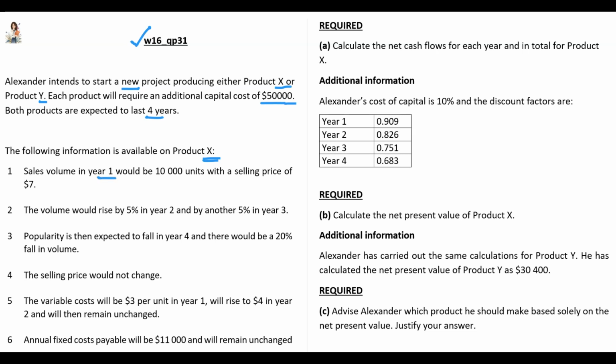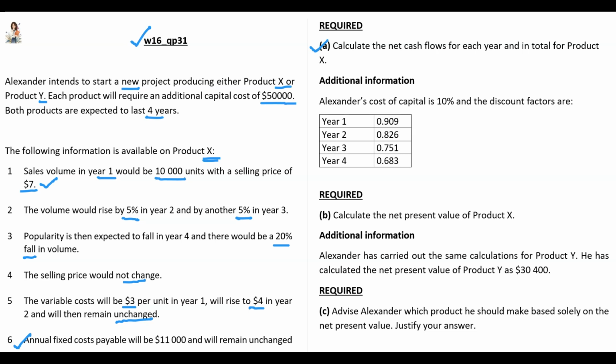Sales volume in year 1 for product X would be 10,000 units and the selling price would be $7 per unit. The sales volume will rise by 5% in year 2 and by another 5% in year 3. In year 4, there will be a 20% fall in the sales volume. The selling price will not change, that means it will remain $7 throughout. The variable cost will be $3 per unit in year 1 and it will rise to $4 in year 2 and will remain unchanged thereafter. Annual fixed cost payable will be $11,000 and this will remain unchanged.